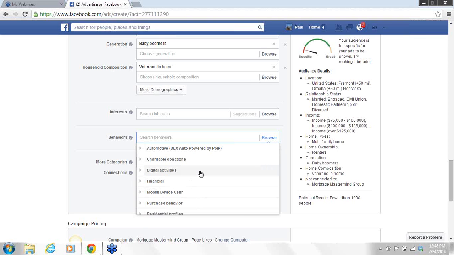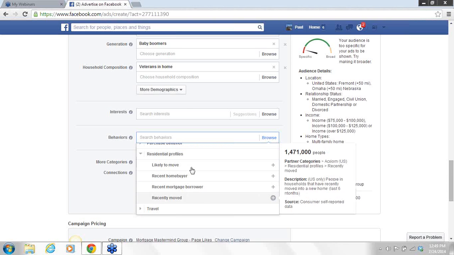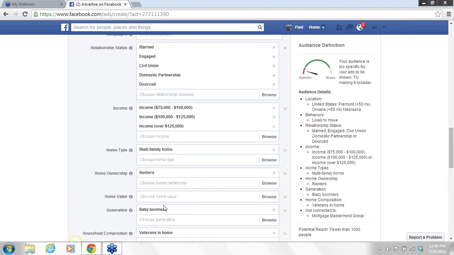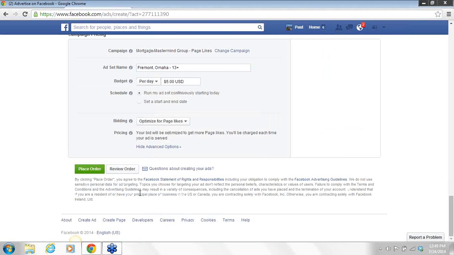Purchase behavior. Did I just do that one? I did just do that one. And then the biggie, this is the one you wanted, Steve, residential profiles. Are they likely to move? Are they a recent home buyer? Are they a recent mortgage borrower? Did they just get a recent mortgage? Did they recently move? This likely to move, that's huge. That's huge. So if I coupled likely to move with veteran in the home, come on.